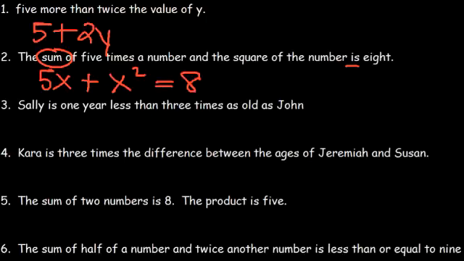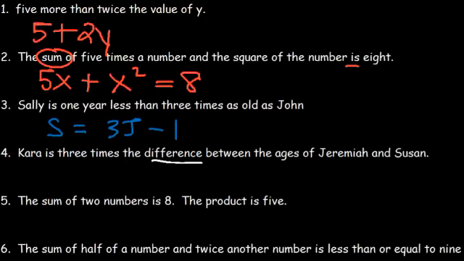Sally is 1 year less than 3 times as old as John. So when you hear something like less than, and then after it 3 times, if you see it like that, the less than part comes after, not before. So Sally is 3 times as old as John, less 1. It's kind of backwards.